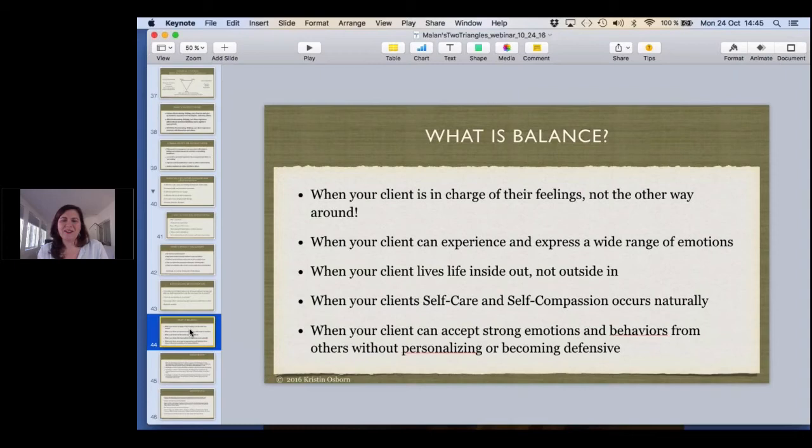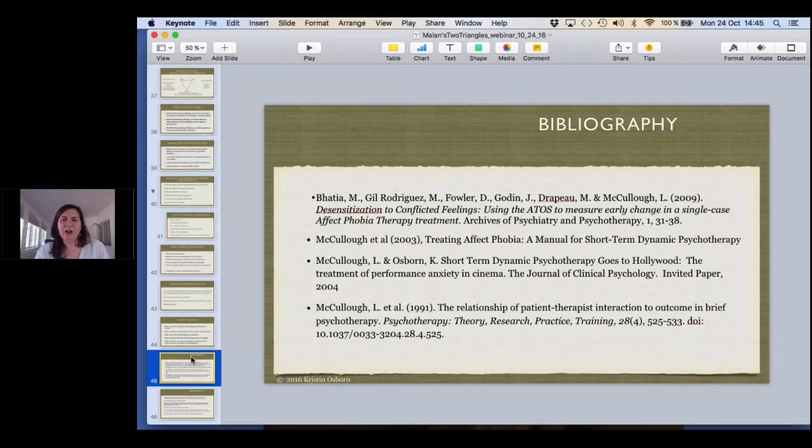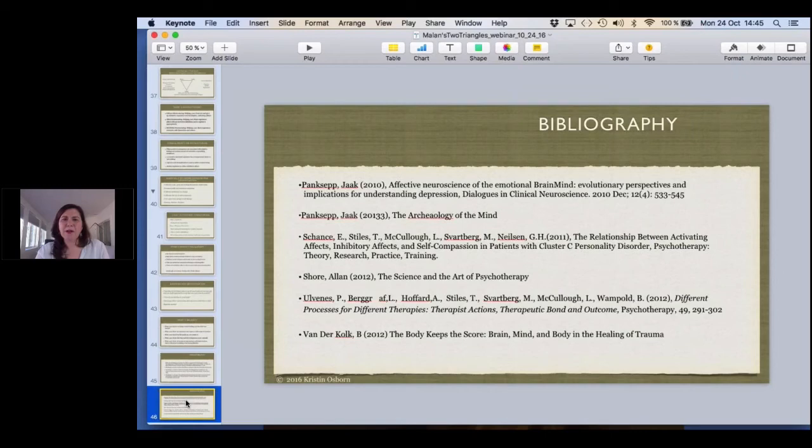So this is our bibliography before we move to questions. And of course, there's a lot of McCullough work, but also Bhatia is someone that you want to be looking at. If you go to the Affect Phobia website, we have a list of all our publications there. Jack Pangsep, Elizabeth Skanka, Alan Shore, Vander Kolk, Paul Alvins. These are all the people that can help you learn more about the subject.